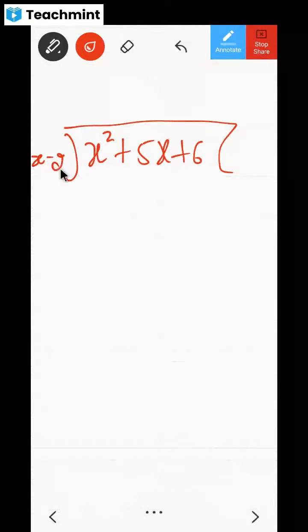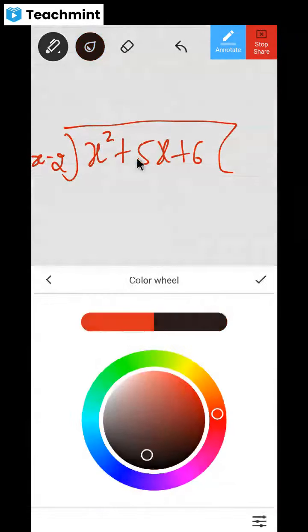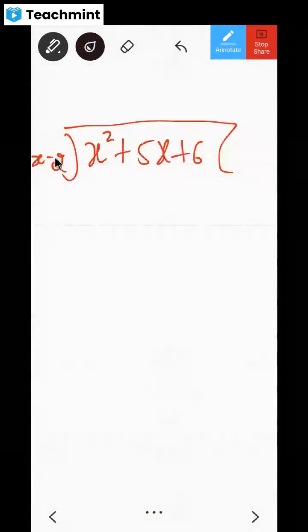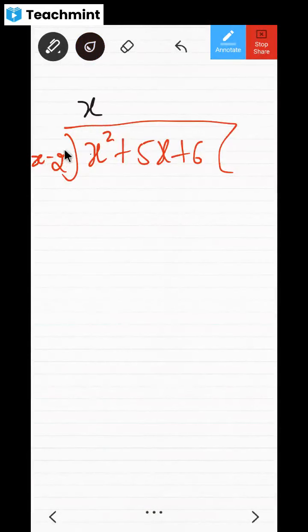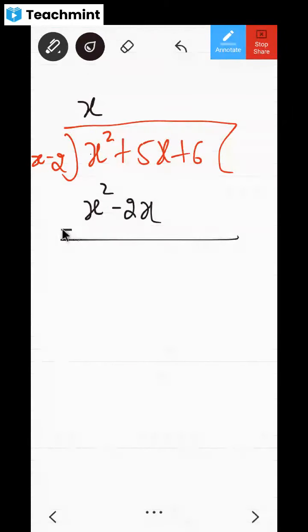If I divide with x minus 2, how to divide this? You know this. To get x square, I have to multiply with x. x into x is x square, and minus 2 into x is minus 2x. You know how to do the multiplication and division already. So this minus becomes plus, and x square and minus x square get cancelled.